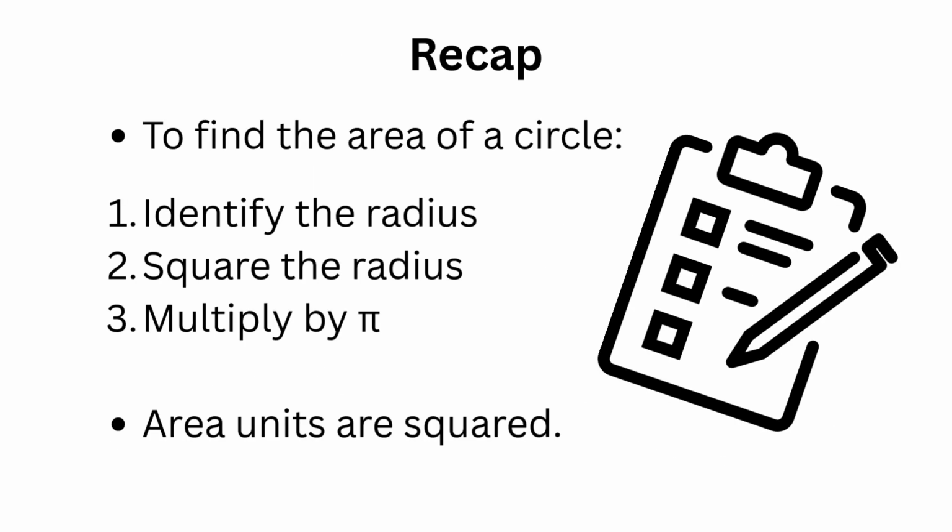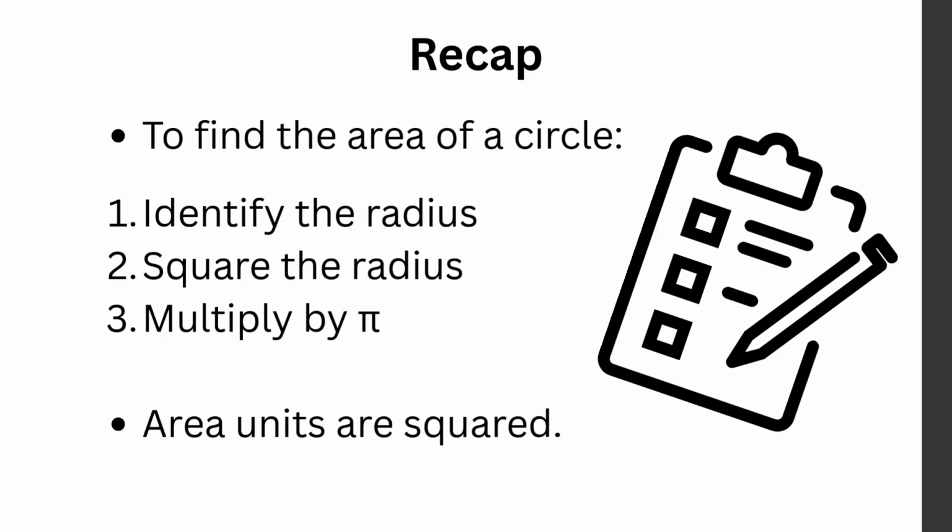So to recap, to find the area of a circle: 1. Identify the radius, 2. Square that radius, 3. Multiply by pi. And remember, area is always measured in square units.